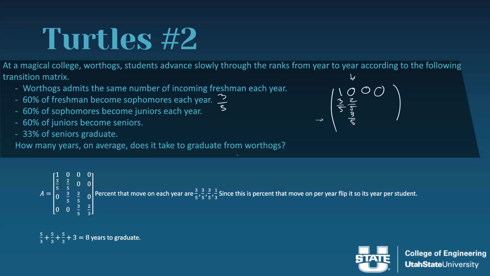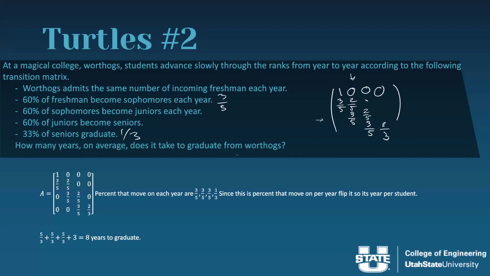And then if 3/5 of juniors become seniors, it's going to be the same story. I'm going to put 3/5 right here because that's the intersection between my junior column and senior row. But then if 3/5 of them move on, that means that 2/5 of them have to stay behind, right? Awesome. And then if 33% of seniors graduate, 1/3 of them move on, which means 2/3 of them stay behind, right? So I'm going to put 2/3 right here.